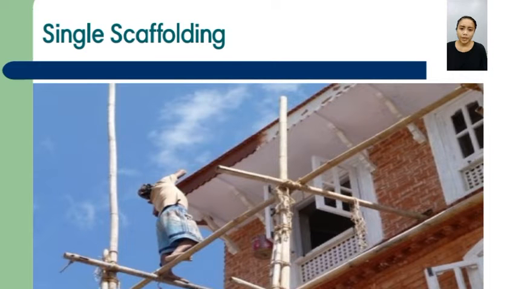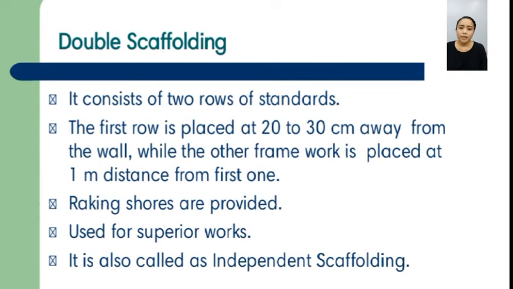Double scaffolding or mason scaffolding. It consists of two rows of standards. The first row is placed at 20 to 30 centimeters away from the wall, while the other framework is placed at 1 meter distance from the first one. Raking shores are provided. Used for superior works, it is also called independent scaffolding.